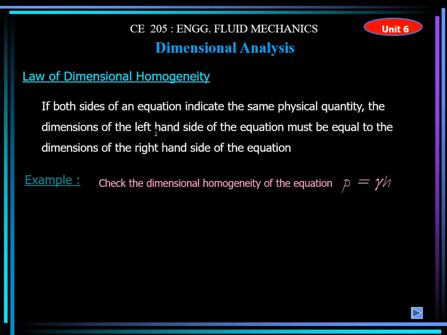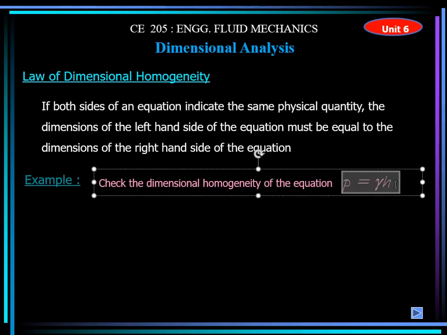Well, if we want to utilize this information to check any physical quantity or physical equation, then we have to use dimensional homogeneity. We have to check the dimensional homogeneity of a system. What does it mean? If both sides of an equation indicate the same physical quantity, the dimension of the left hand side of the equation must be equal to the dimension of the right hand side of the equation.